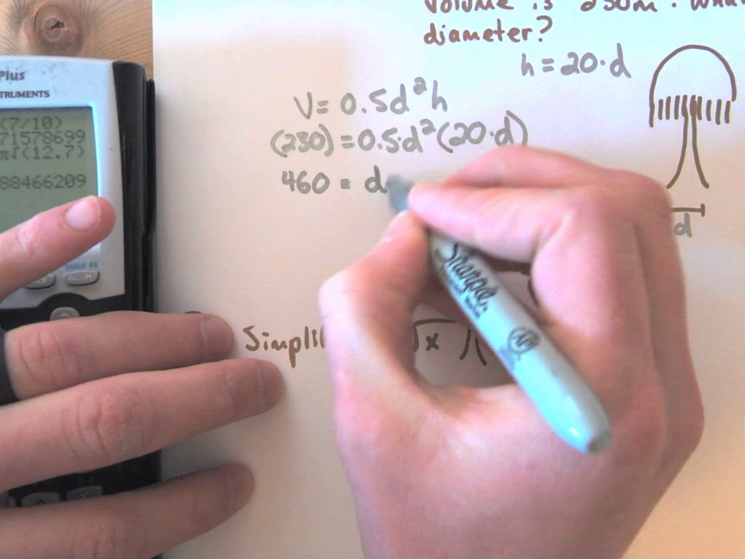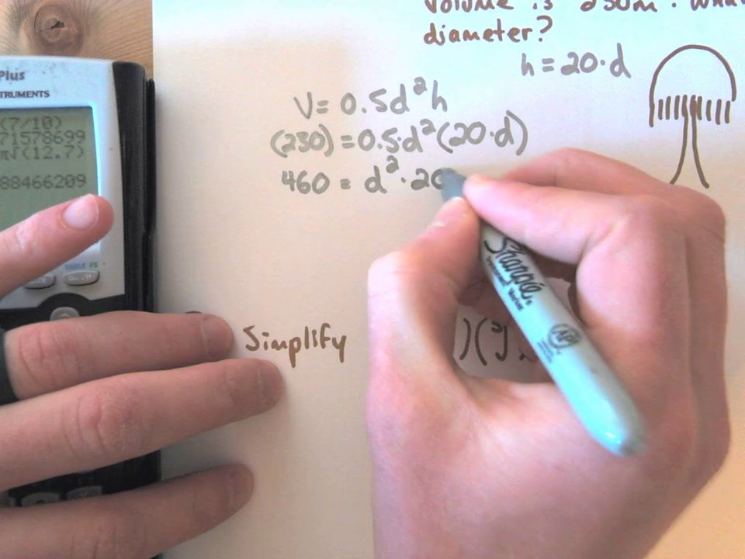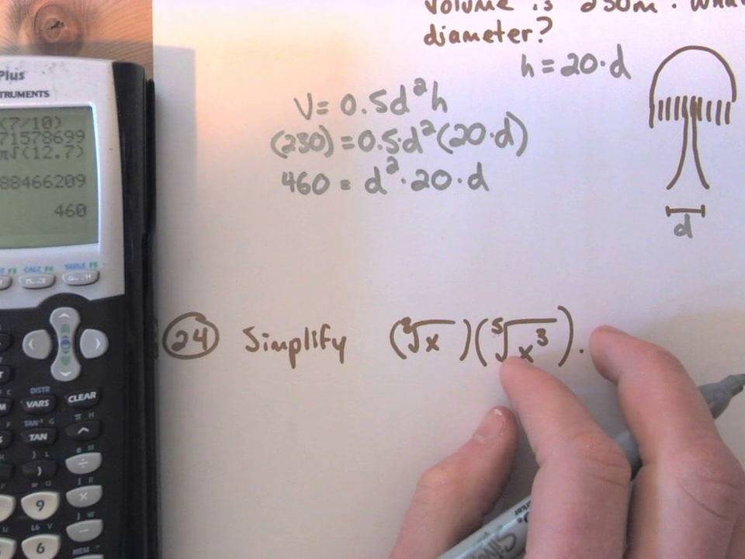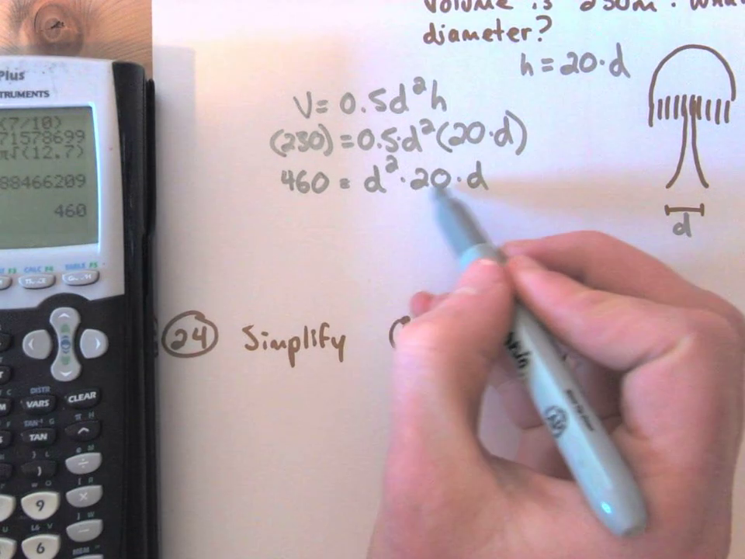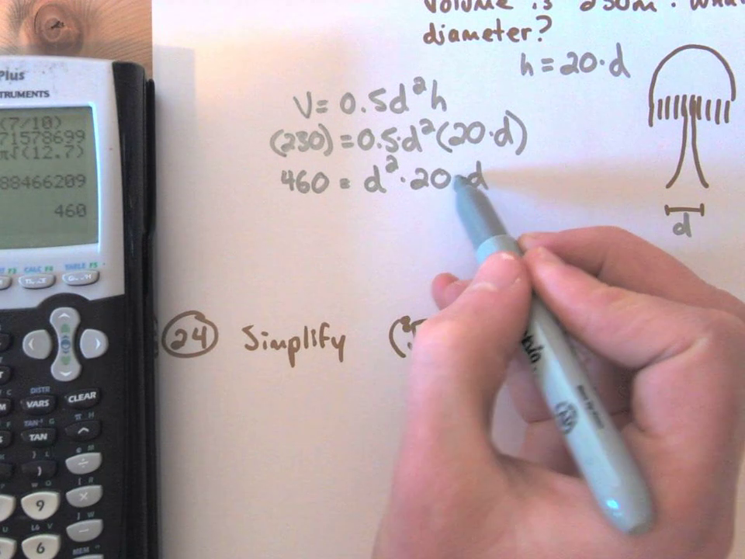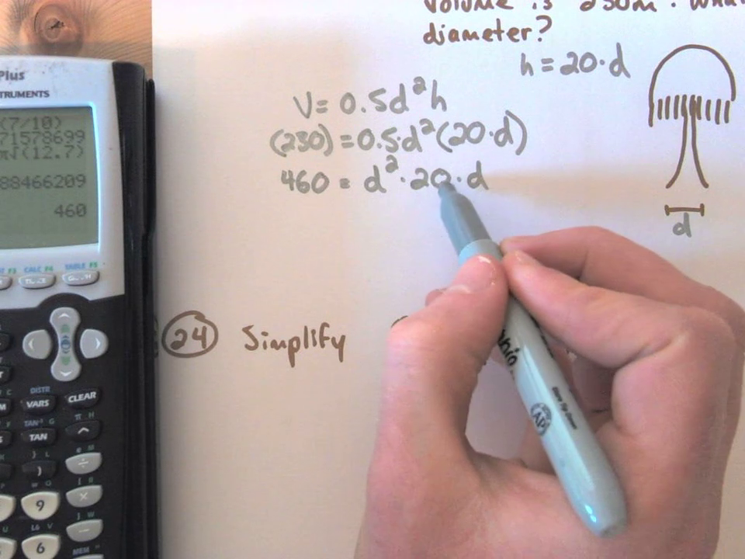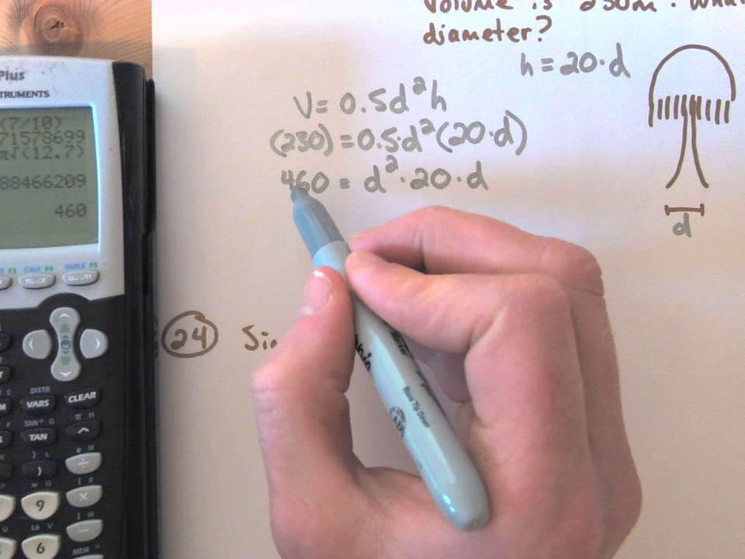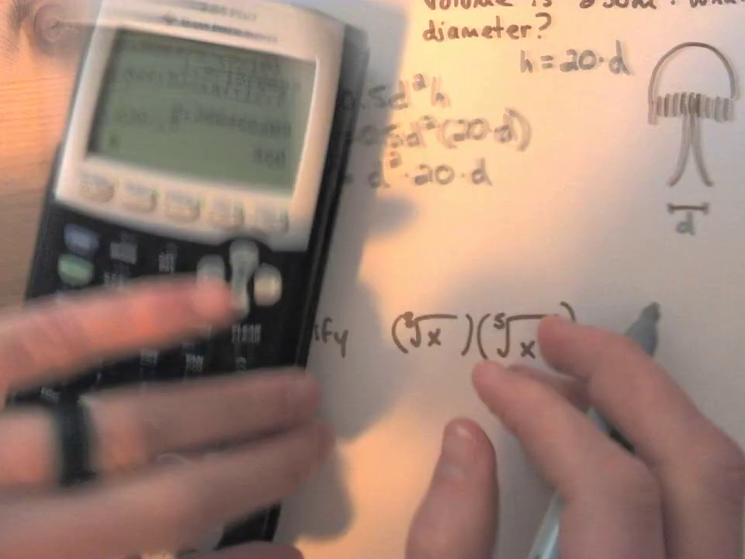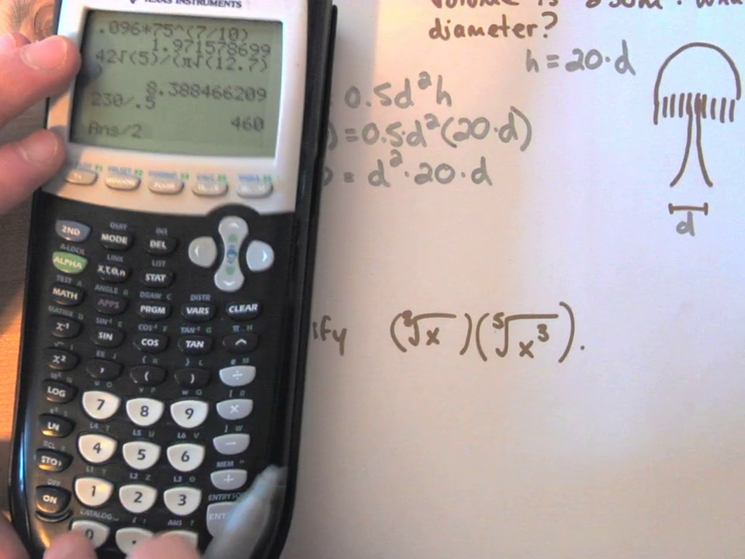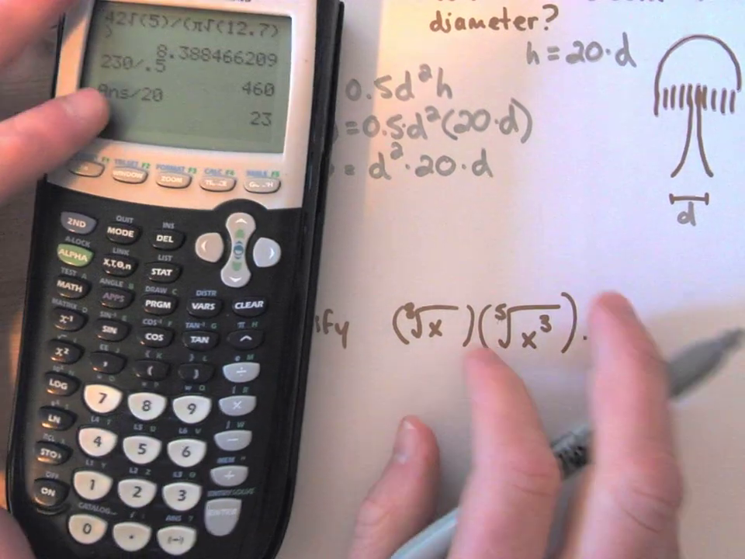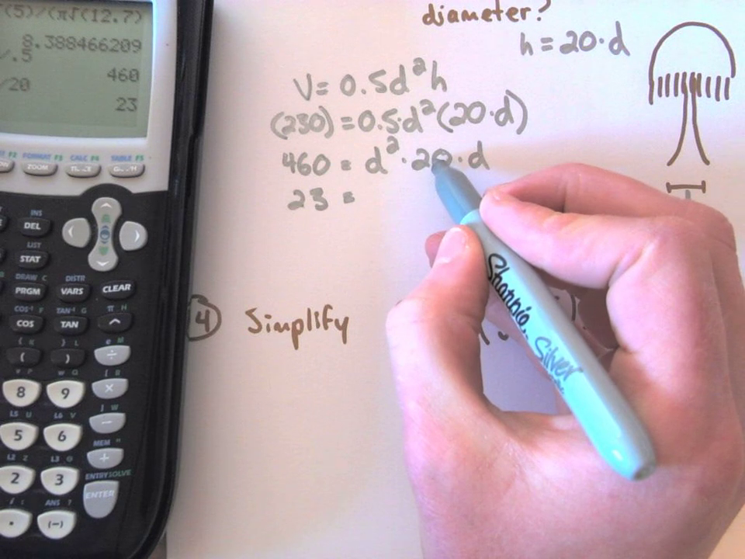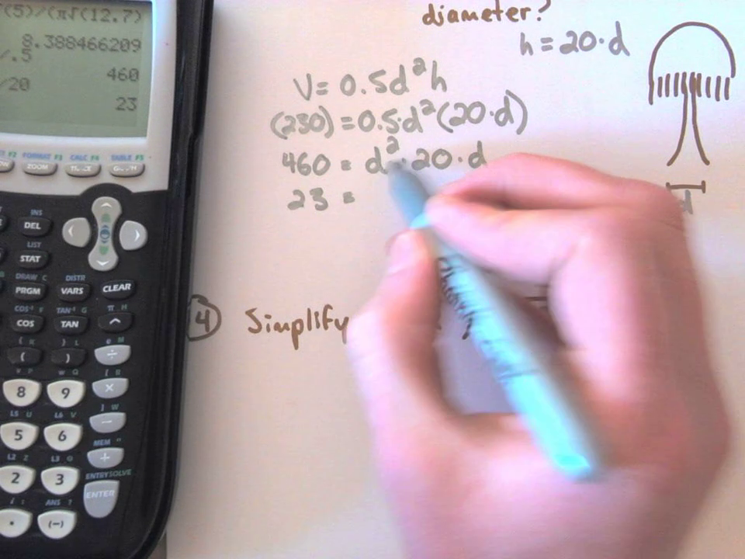So now we're at d squared times 20 times d. Alright, so let's get rid of that 20 now. The 20 is multiplying kind of everything. So how do we get rid of it? We do the opposite. We divide it on the other side. So we have 460 divided by 20. So we get 23. That got rid of that 20, so now we have d squared and a d left.